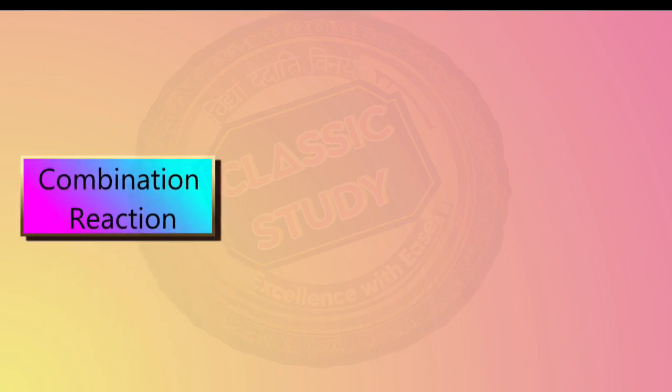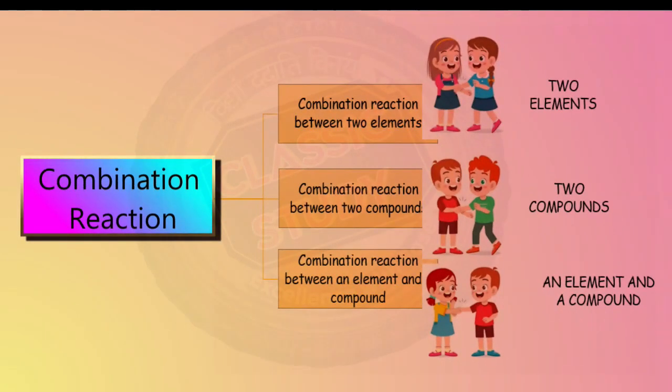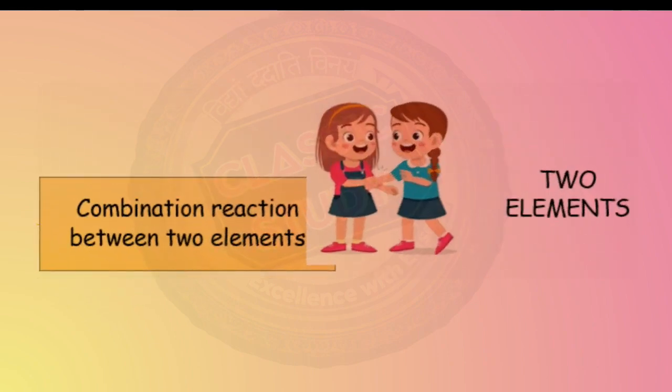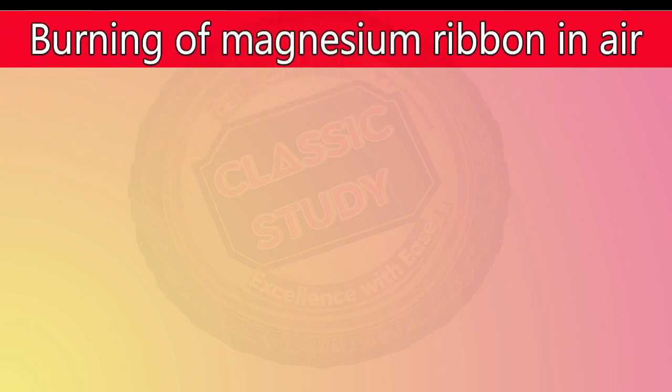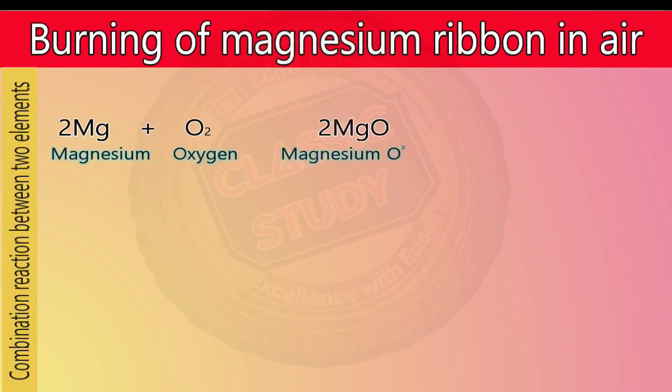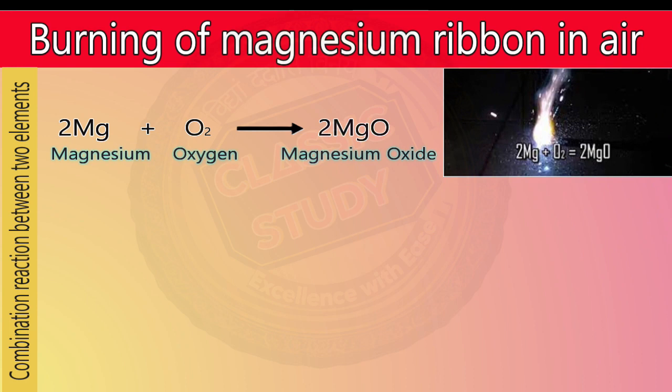Now, combination reactions can take place in 3 ways. There can be combination of two elements, combination of two compounds, or combination between one element and one compound. Let's see some examples. Combination reactions between two elements. First example is burning of magnesium ribbon in air. We have seen this reaction. 2Mg plus O2 gives 2MgO, magnesium oxide.